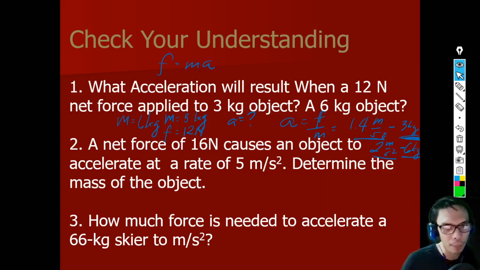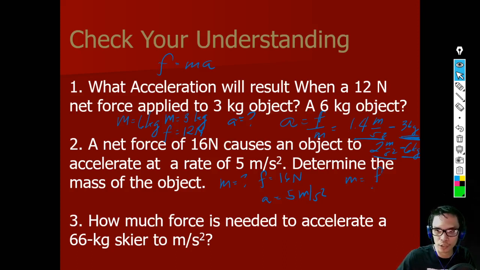Let's go to the second problem. A net force of 16 Newtons causes an object to accelerate at a rate of 5 meters per second squared. Determine the mass of the object. What is missing here is the mass. We have 16 Newtons and an acceleration of 5 meters per second squared. If we use the formula mass is equal to force over acceleration, we use our calculator here: 16 divided by 5, we have 3.2 kilograms.